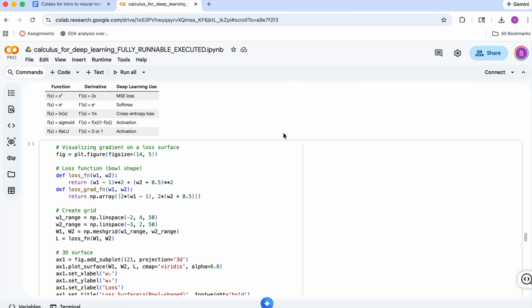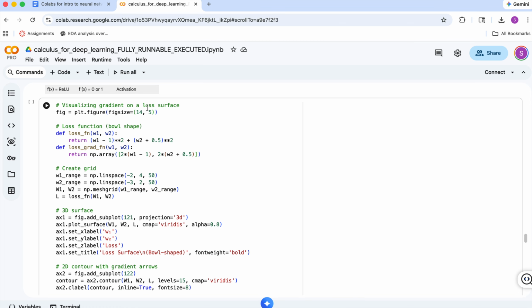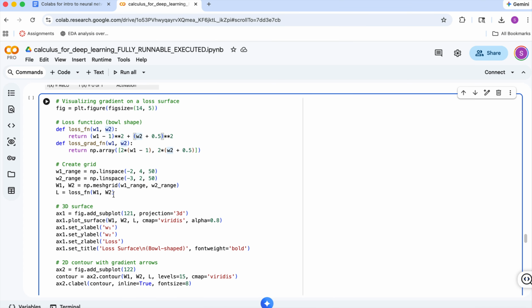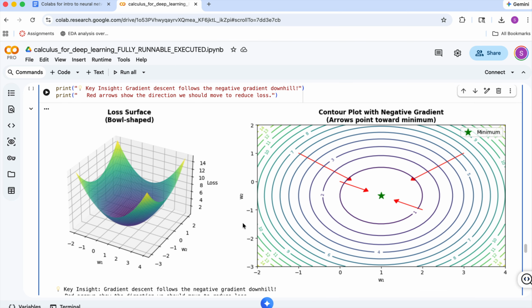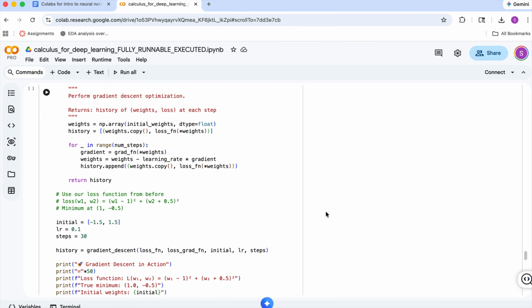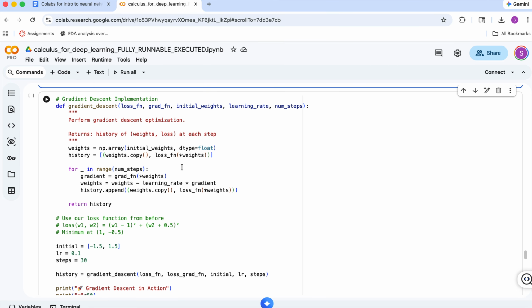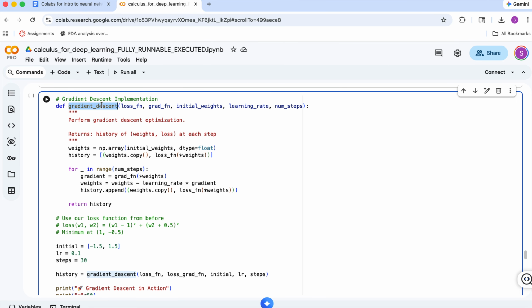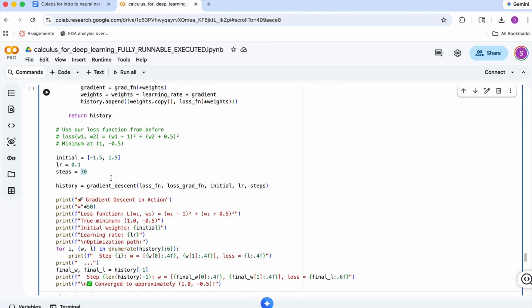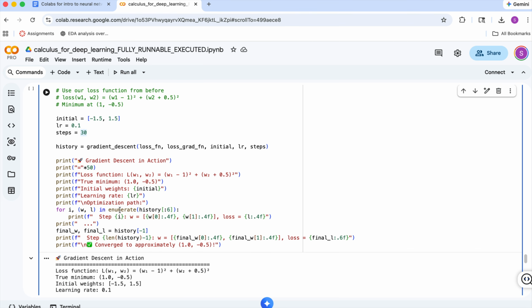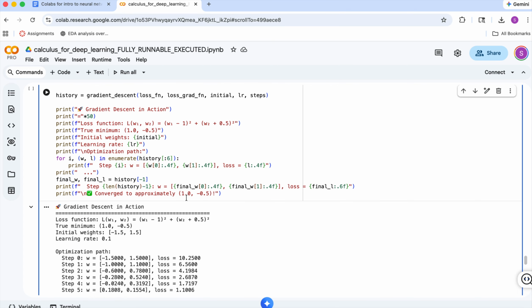In the next cell, this cell demonstrates a 3D bowl-shaped loss surface and plots its contour map with gradient arrows, showing the direction of the steepest descent at various points. In the next cell, what is implemented is the gradient descent algorithm as a reusable function. At each step, it computes the gradient of the loss, subtracts it scaled by the learning rate from the current weights, and records the full history so the optimization path can be visualized.